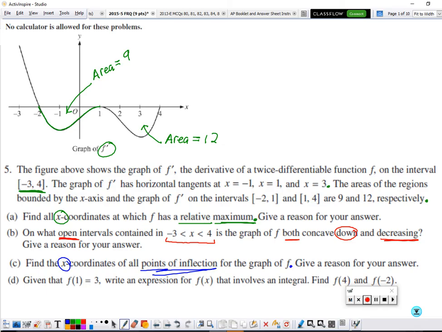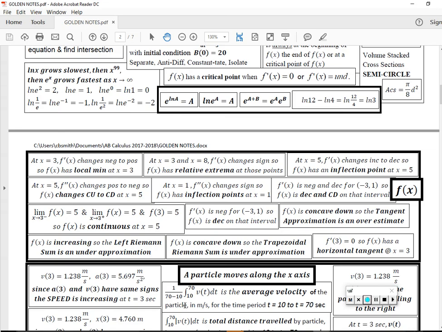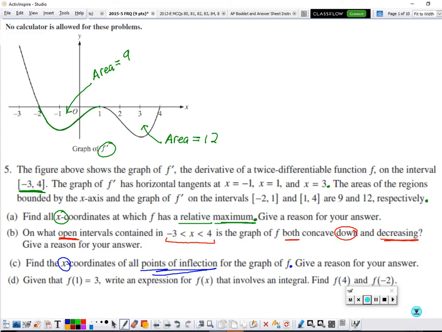Point of inflection. F has a point of inflection. It's right here on the golden notes again. So front page. So there's two places you can look. You can look here. Here's an example. F prime changing, increasing to decreasing causes F to have a point of inflection. And it's actually either way. F prime could change decreasing to increasing. So either way is going to cause a point of inflection. I just need to write that on my paper now.